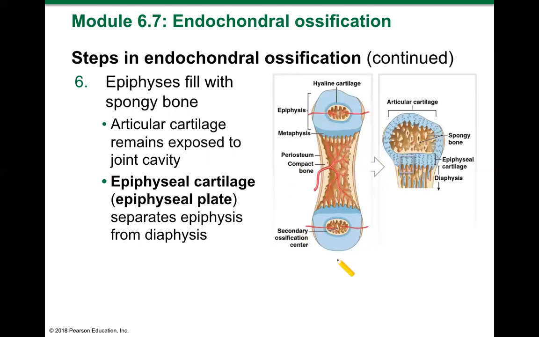Then these ends start to fill with spongy bone, as you can see here. The articular cartilage is going to remain because there's going to be a joint with another bone. So long bones typically have joints, and so we need cartilage to help cushion that joint. There is a part right here, the epiphyseal plate. Okay, that's going to separate the epiphysis, which is the ends, from the diaphysis.